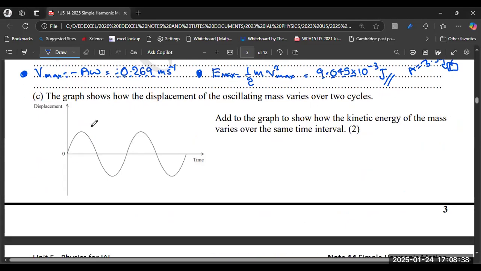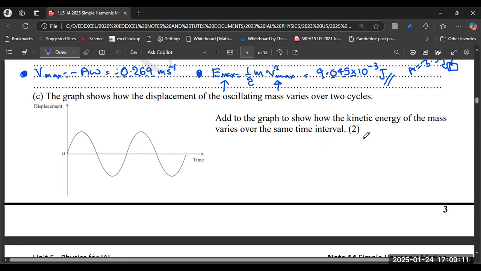Then we will move on to this one. The graph shows how the displacement of an oscillating mass varies over 2 cycles. Add to the graph to show how the kinetic energy of the mass varies over the same time. What you need to know is that kinetic energy depends on the velocity squared. Kinetic energy is a scalar quantity, so it would never become negative.